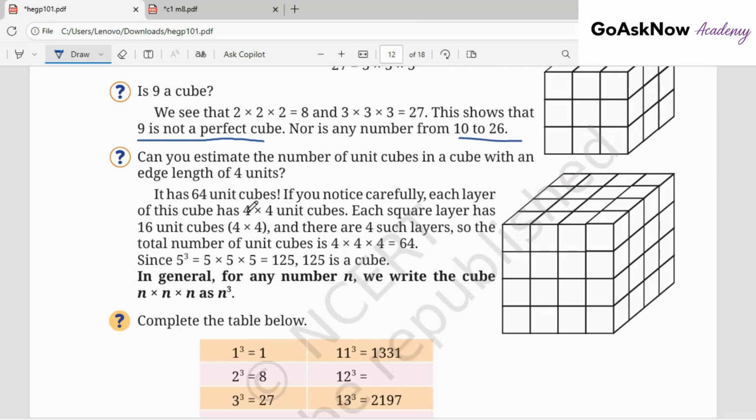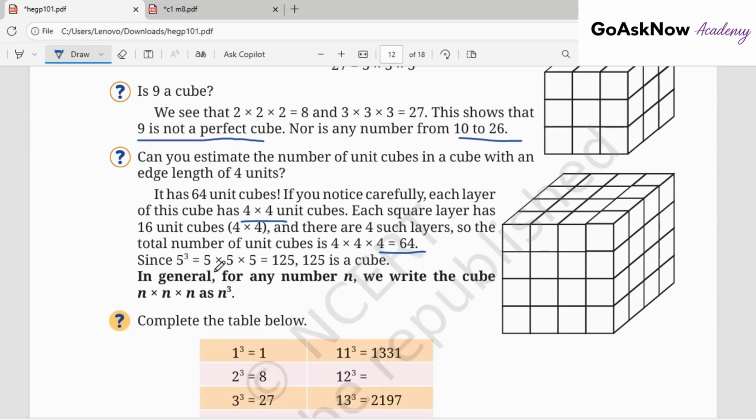It has 64 unit cubes. If you note carefully, each layer of this cube has 4 into 4 unit cubes. Each square layer has 16 unit cubes, 4 into 4. And there are 4 such layers, so the total number of unit cubes is 4 into 4 into 4, which is equal to 64.